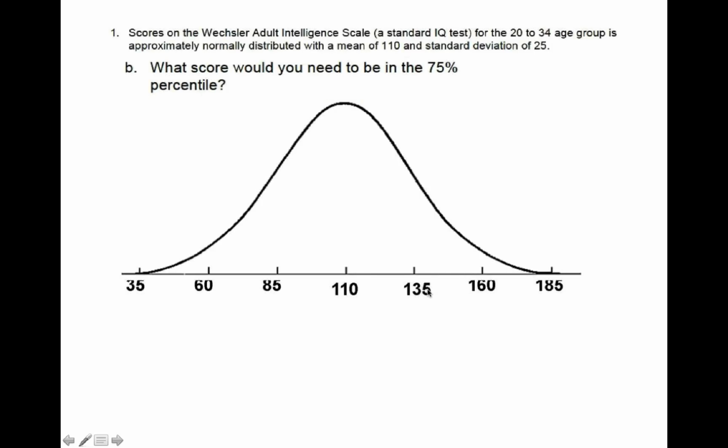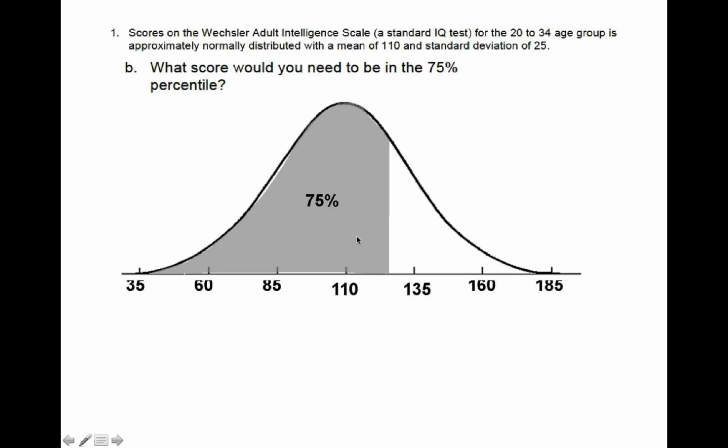In part B, it says, what score would you need to be in the 75th percentile? So notice this time you're given the percent. I can't mark the 75 on the chart because I don't know what score that would have to be. I know I have to do better than 110 because that's the 50th percentile. So what we're going to do is kind of shade and take a guess here and say this is the bottom 75%. That's the 75th percentile. Notice we're looking for a number, and we're given a percent.